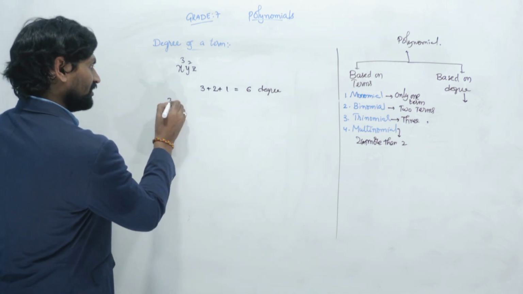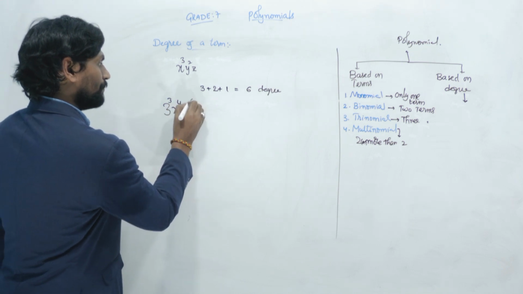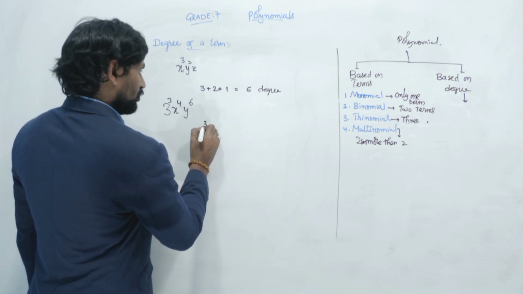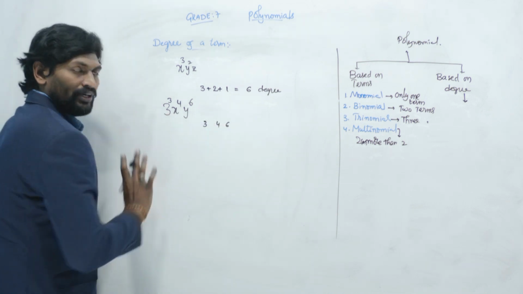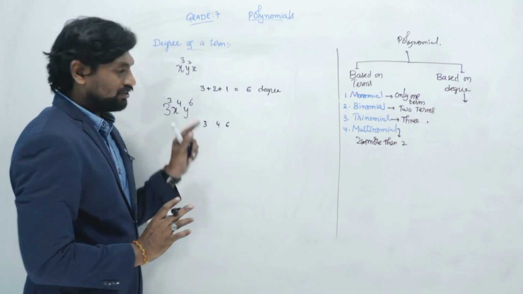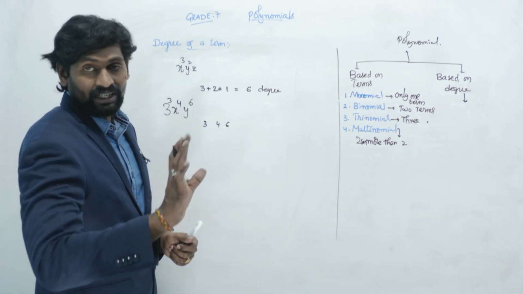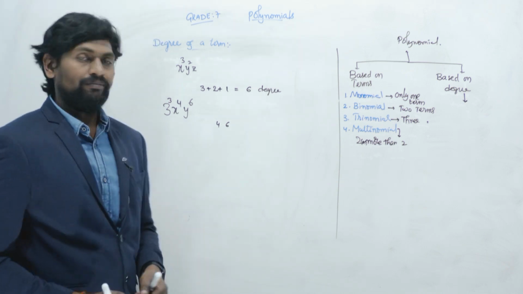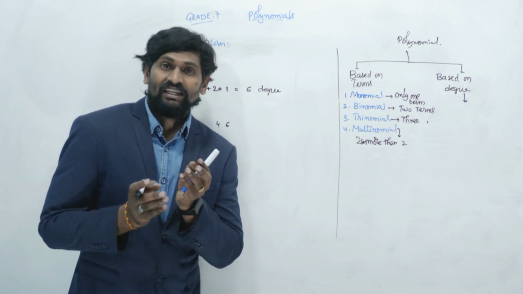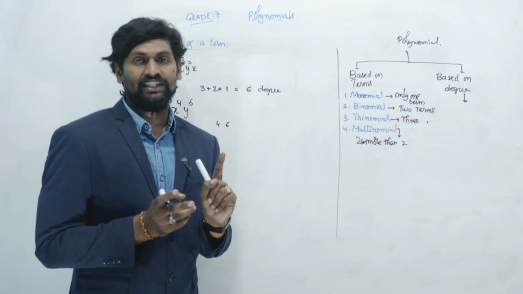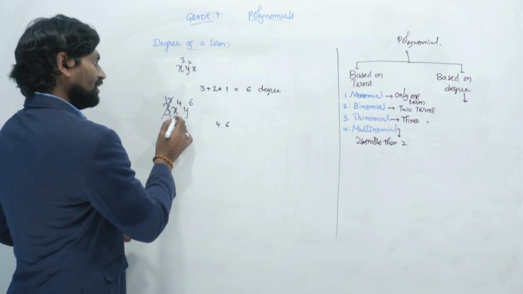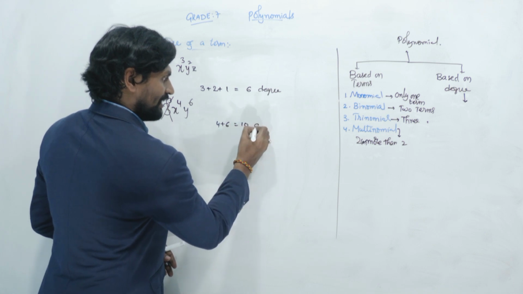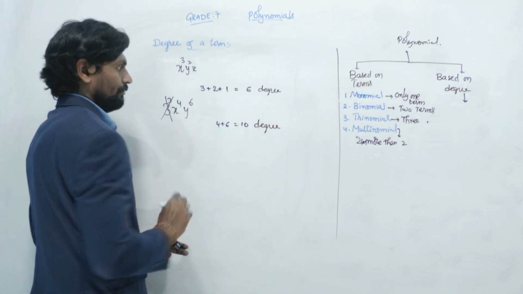For example, I am writing 3 cube x power 4 y power 6. Now try to check the degree. The exponent of 3 is 3, of x is 4, of y is 6. But we are not going to take 3's exponent as part of the degree, because we identify the degree based on the variables, not on the constant. Only the variables' exponents we should take. So 4 plus 6 will be 10. 10 is the degree of this term.